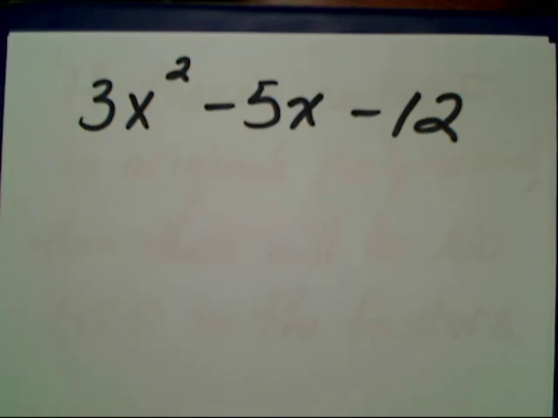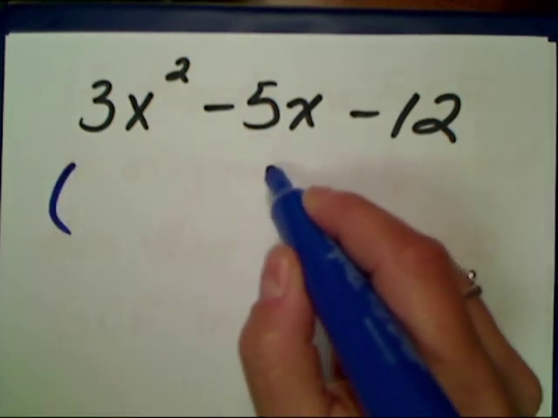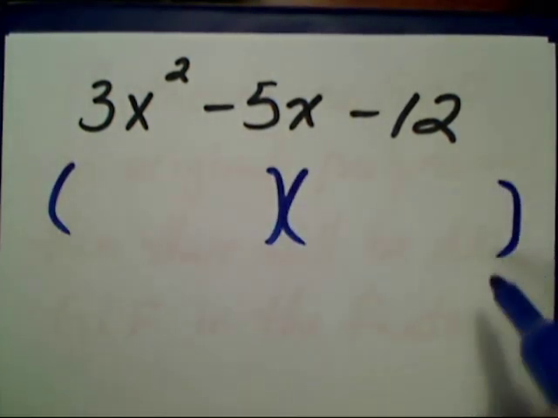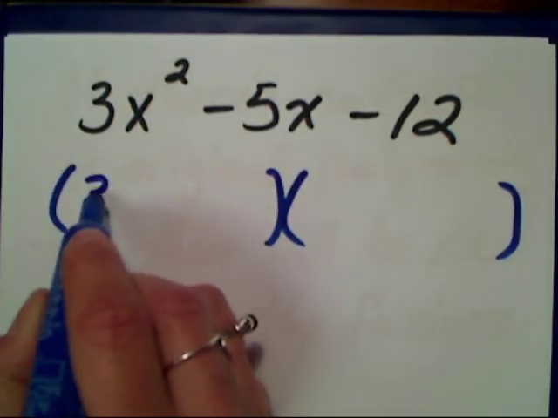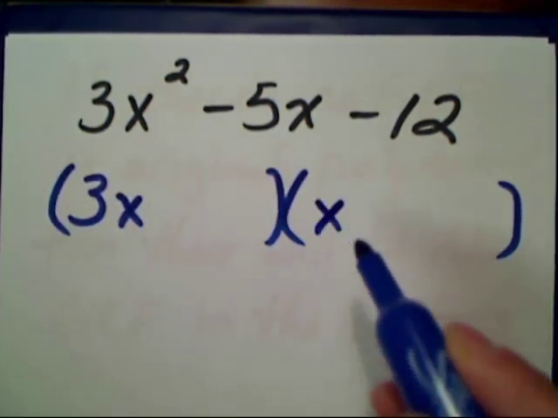Here I have 3x squared minus 5x minus 12. So let's make our two sets of parentheses. I'm going to go through and show some more thought process as we go through this one. Okay? Once again, to give us a 3x squared, I need 3x times x.